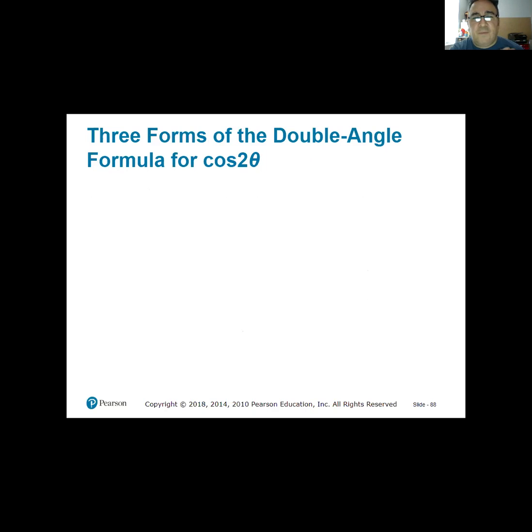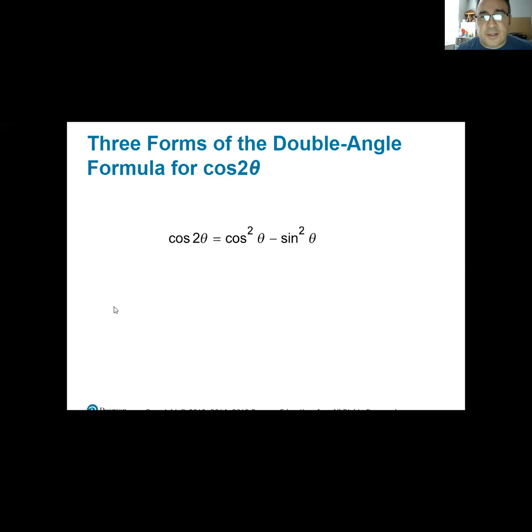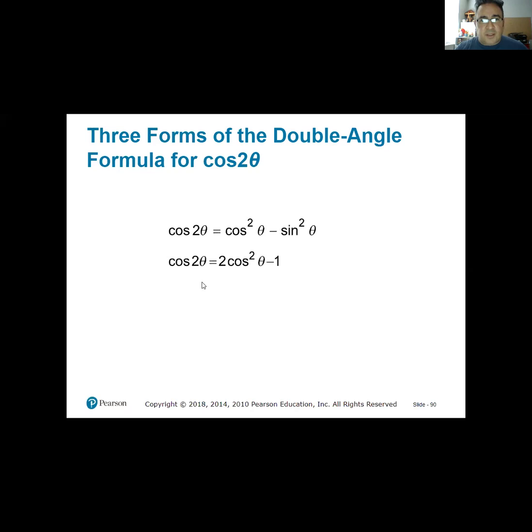All right, so there are 3 forms for the double angle formula for cosine of 2 theta. One was the one that we used, that Talia said for us earlier: cosine of 2 theta is equal to cosine squared theta minus sine squared theta. And there are 2 other forms. It's important to know these because depending on what you're doing, you might have to use one of the other ones. The next one is cosine of 2 theta equals 2 cosine squared theta minus 1. And the last one is cosine of 2 theta equals 1 minus 2 sine squared theta, okay?